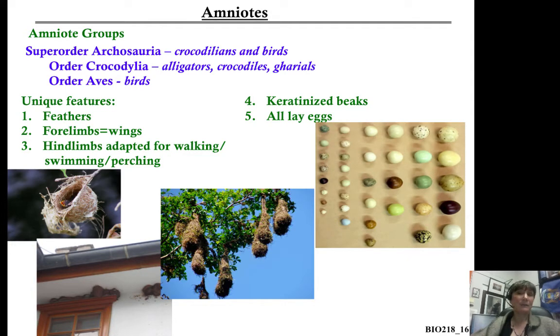And in some cases, there are some birds that are what we call brood parasites. So they actually lay their eggs in other species' nests, and then they fly away. So they make the other species raise up their young.